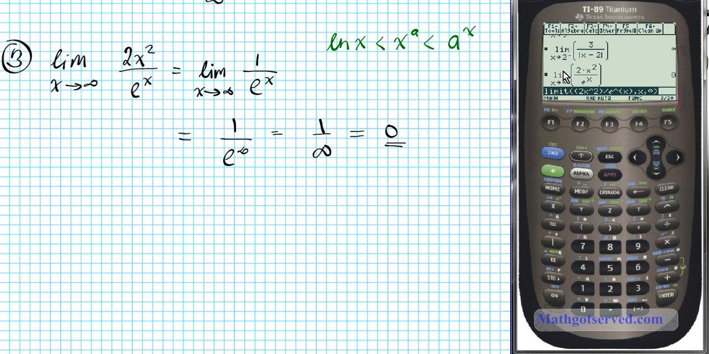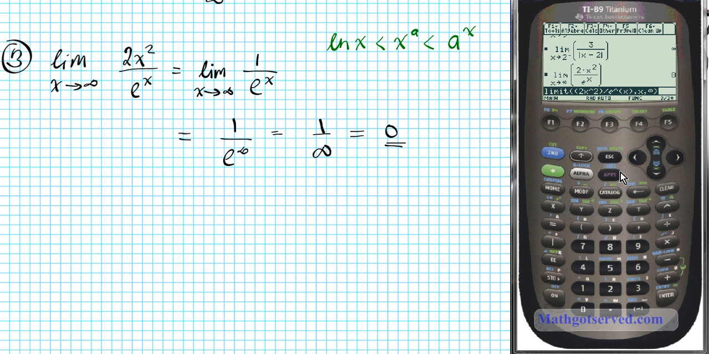Okay, so let's examine our entry to ensure that we entered it correctly. We have the limit as x approaches infinity of 2x squared over e to the x. Excellent, and the answer is 0.